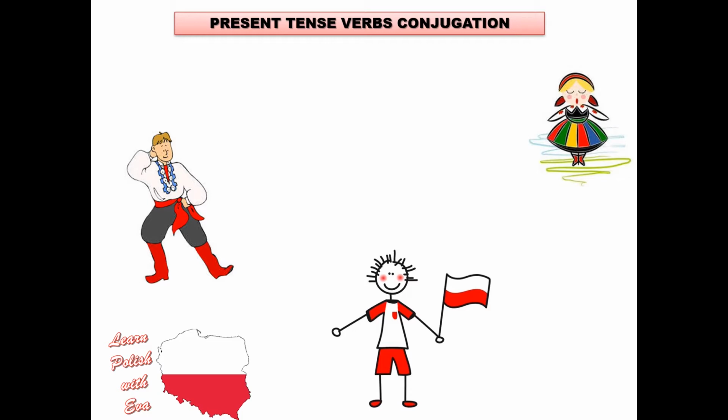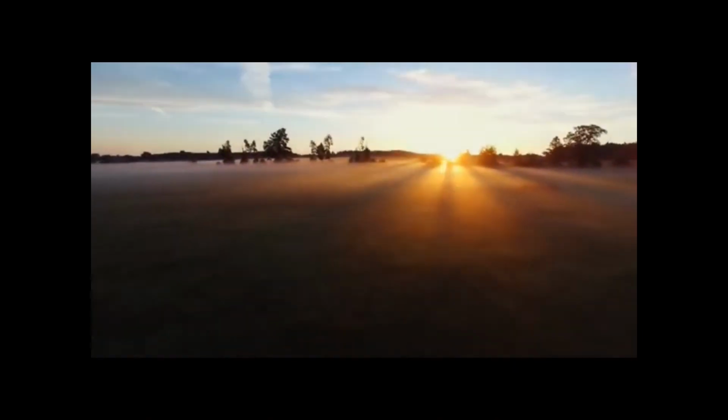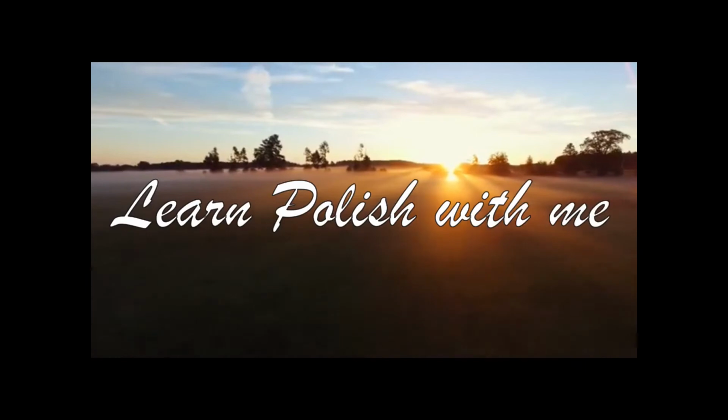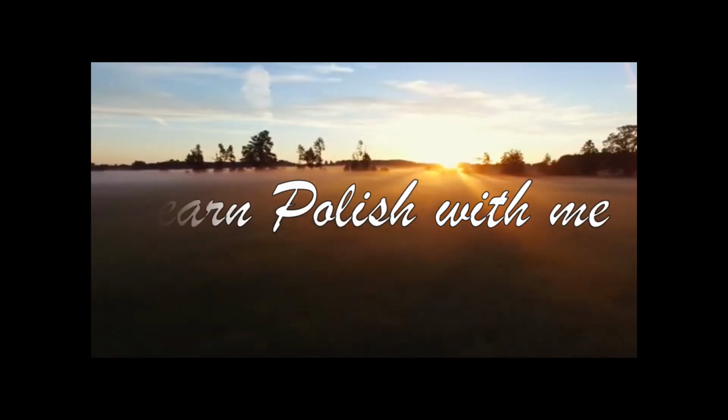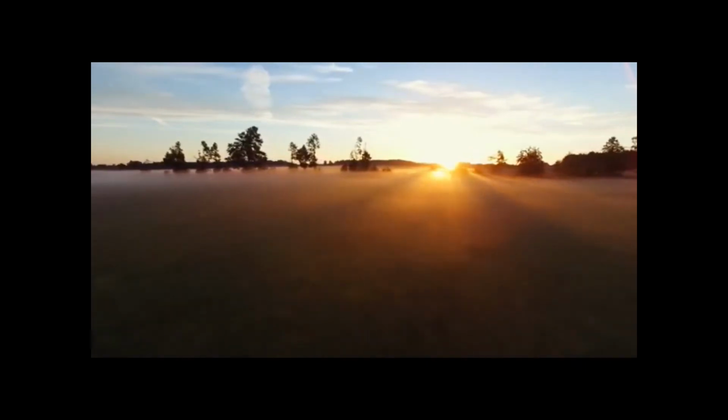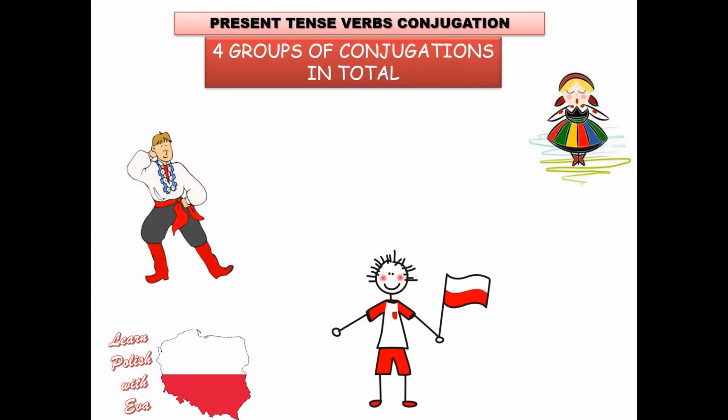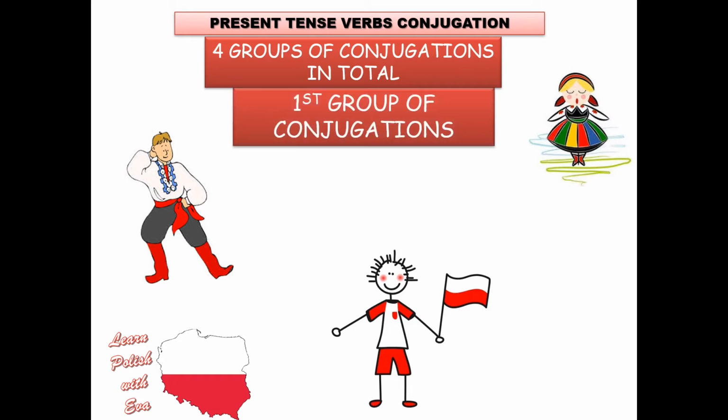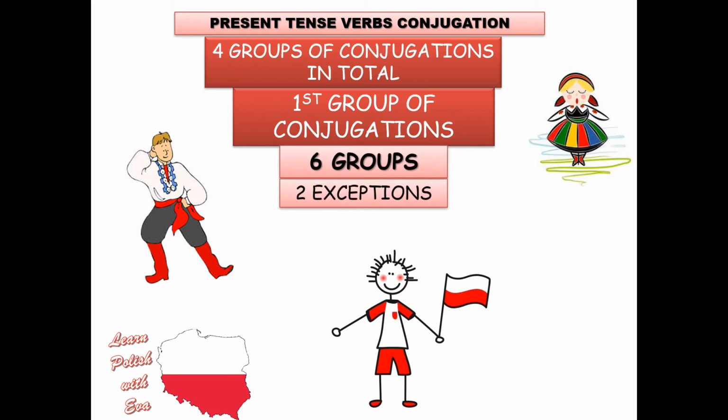on present tense verb conjugations from group 1. And we know that there are 4 in total, as we've discussed before. And we're basically finishing this first group. This is a video about the second exception that is present within the 6 groups within this first group of conjugations.